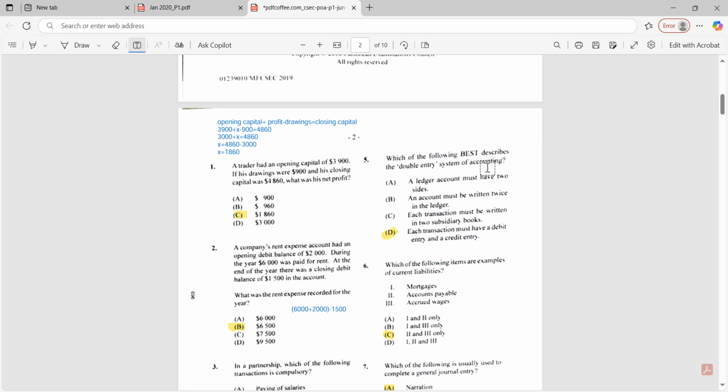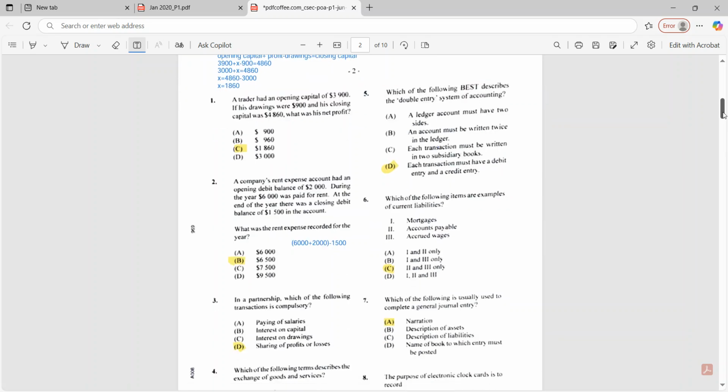Number 5. Which of the following best describes the double entry system of accounting? A ledger account must have two sides. An account must be written twice in the ledger. Each transaction must be written in two subsidiary books. Or each transaction must have a debit and a credit side. Of course, the answer is D.